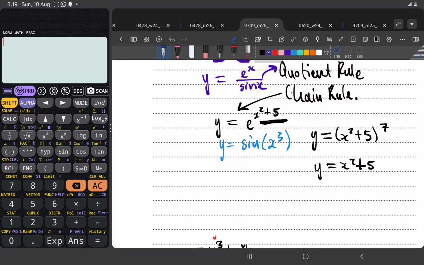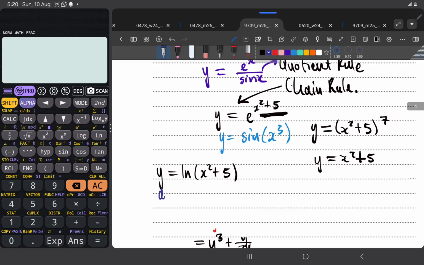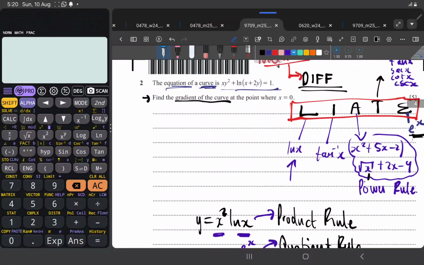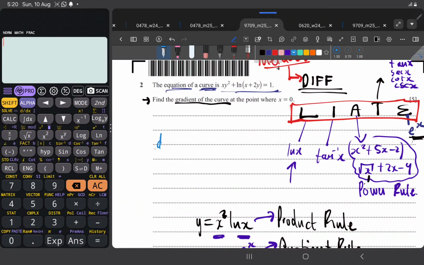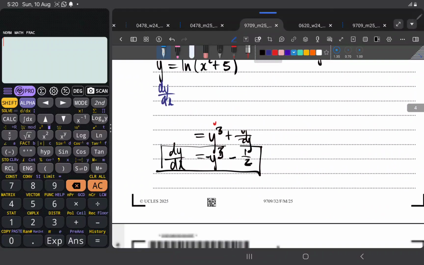Let's see. Here, for example, I'll give you one. Let's say y is equal to ln of x squared plus 5. Now we want to differentiate this. What is dy/dx? You would have been taught the derivative of ln x first, right? Because it's there on line 8. And I'll tell you now, the derivative of ln x is 1 over x. So the derivative of ln x is 1 over x. You agree with me?